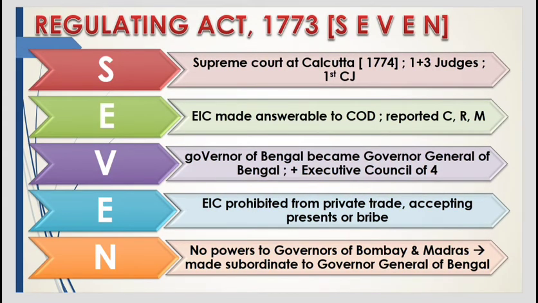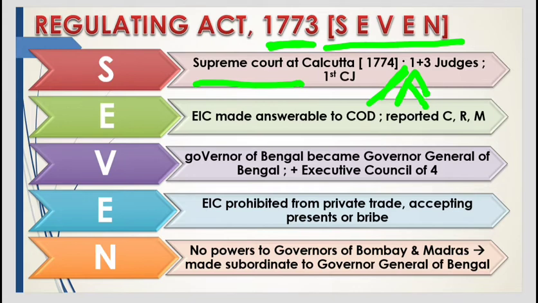Here, Regulating Act of 1773, here there are two sevens, so you can remember the mnemonic 7 and we will decode it. Here S stands for Supreme Court at Calcutta was established in 1774, where there was one Chief Justice, and the first Chief Justice was Elijah Impey, and there were 3 puisne judges.